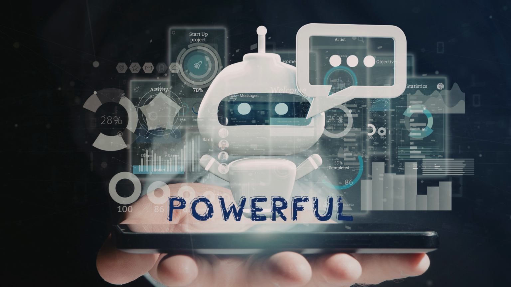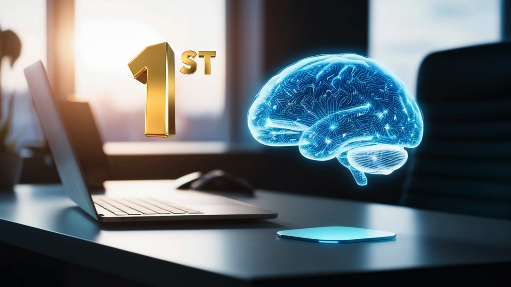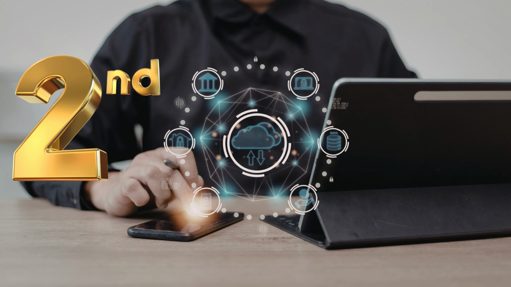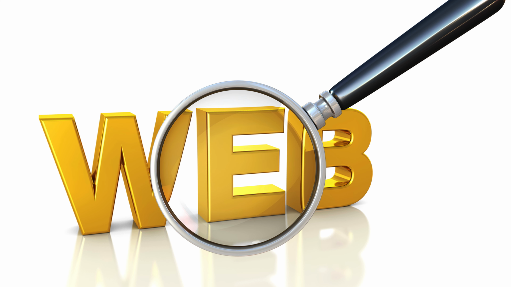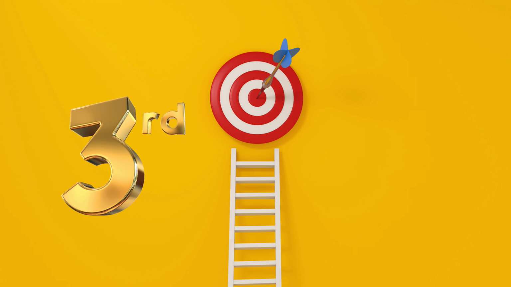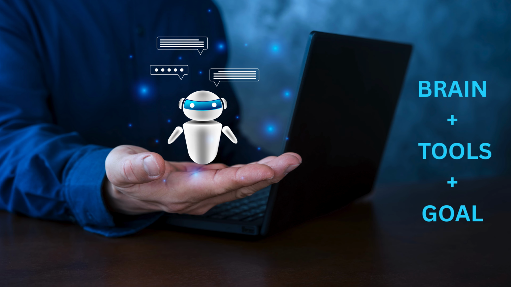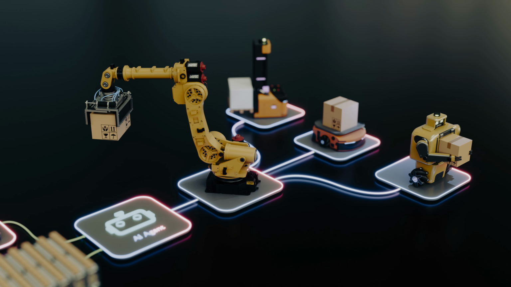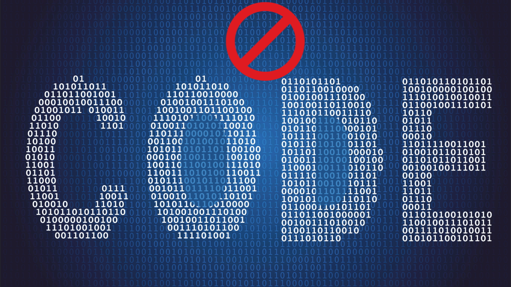At their core, every AI agent consists of three components. First, the brain. This is the AI model, such as ChatGPT. Second, the tools. These allow the agent to perform actions such as web searches, document analysis, or sending emails. Third, the goal. This is the task you want the agent to accomplish. Brain, tools, and goal. That's all an AI agent really is. Now let's build one. The best part is that we don't need to write any code.